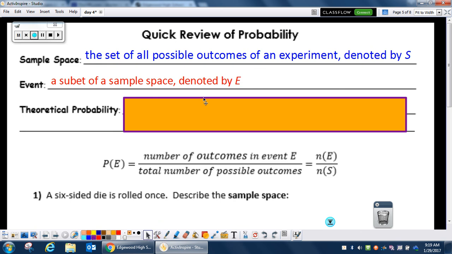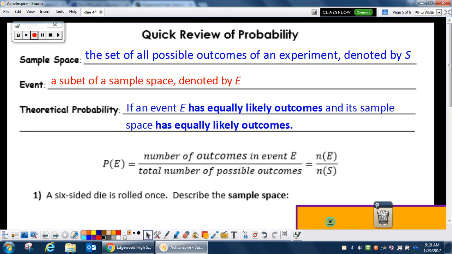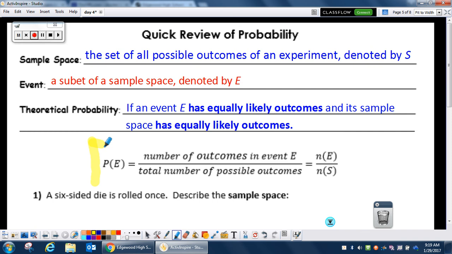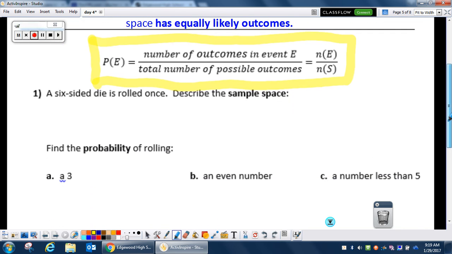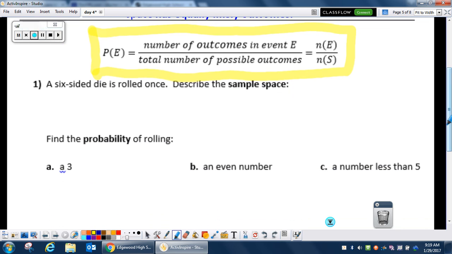And then theoretical probability is if an event has equally likely outcomes, which means you have a regular die, you don't have a stacked deck, everything's pretty normal, and then the sample space has equally likely outcomes. So I'm sure you can do this without this fancy-dancy formula, but if you're interested, that's where the math comes from. Okay? So if you're looking at a six-sided die, it's not a weighted die, the sample space is the outcomes that you could have.